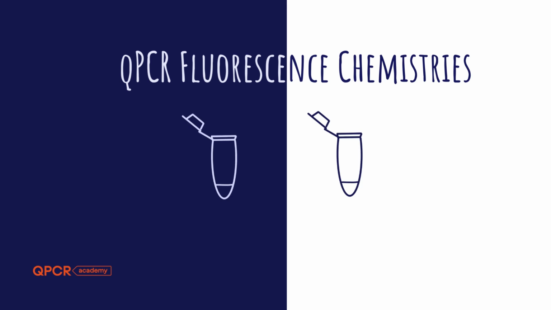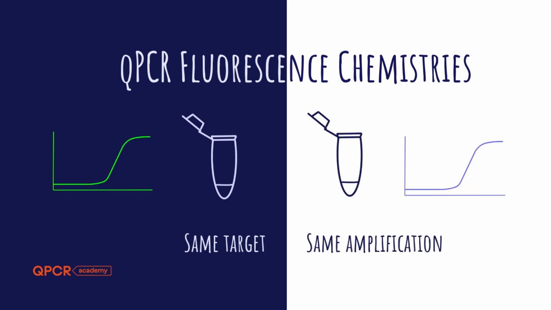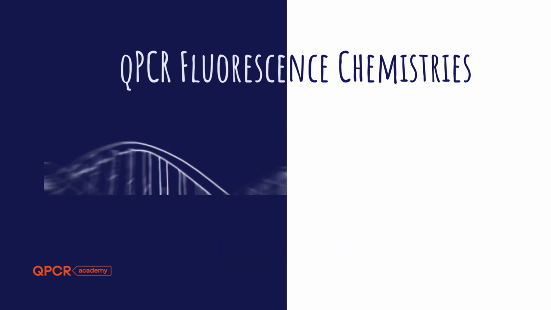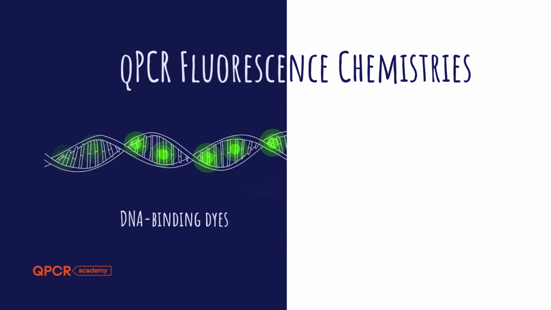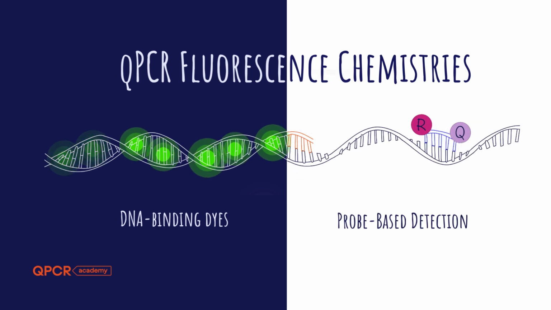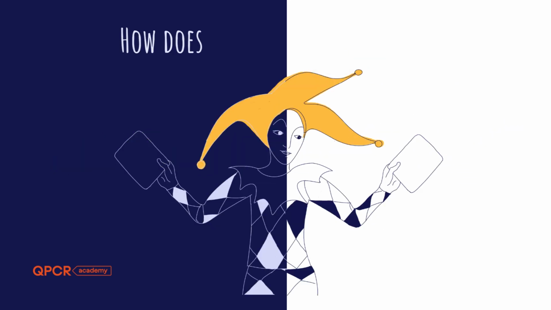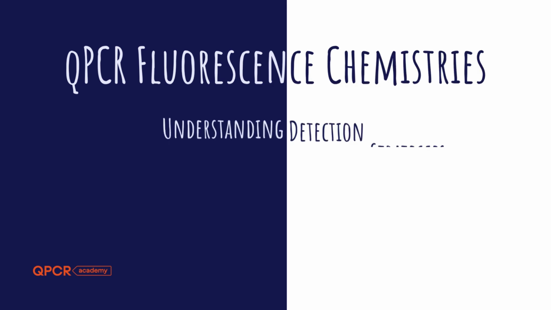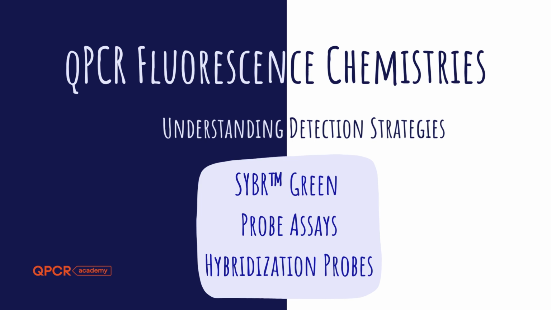Two qPCR reactions can amplify the exact same target, but generate fluorescence in completely different ways. One method uses a simple DNA-binding dye. The other relies on highly specific fluorescent probes. So how do these systems work, and why would a scientist choose one chemistry over another? In this video, we'll explore the fluorescence strategies behind qPCR detection, including SYBR, probe-based assays, and hybridization probes.